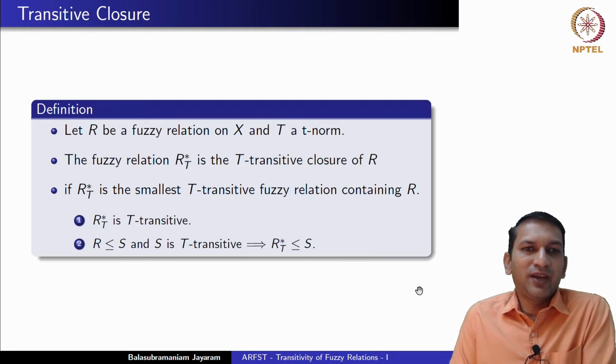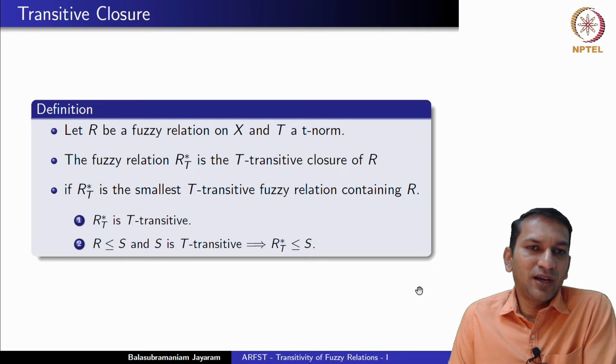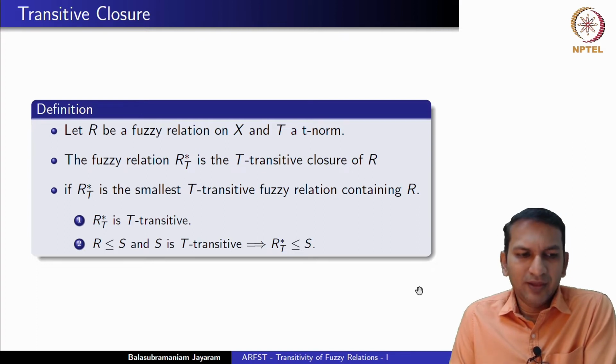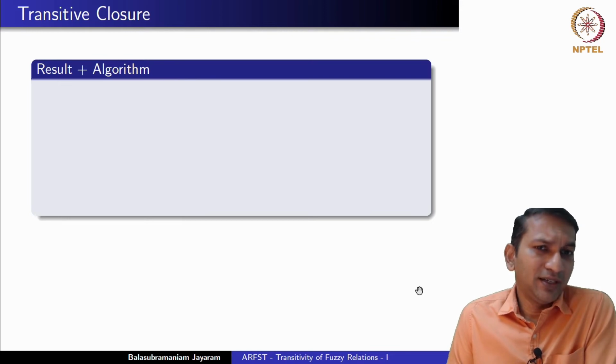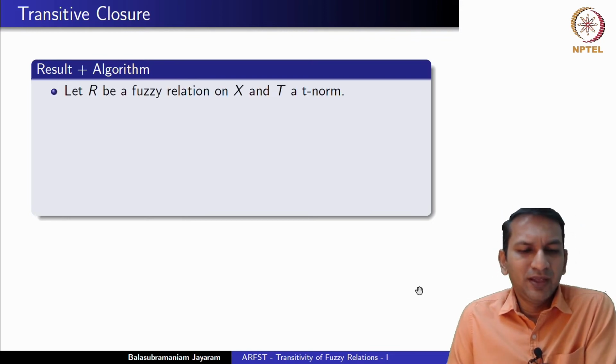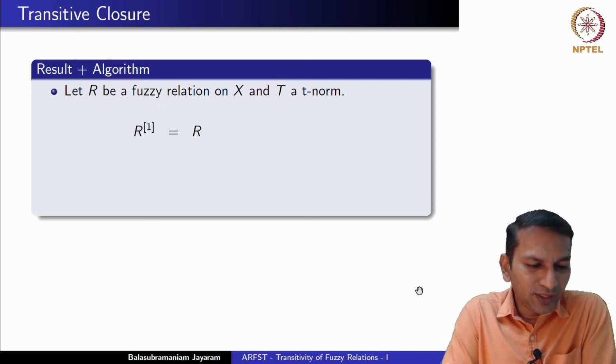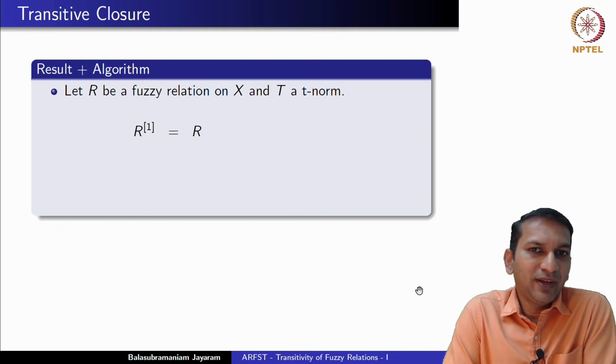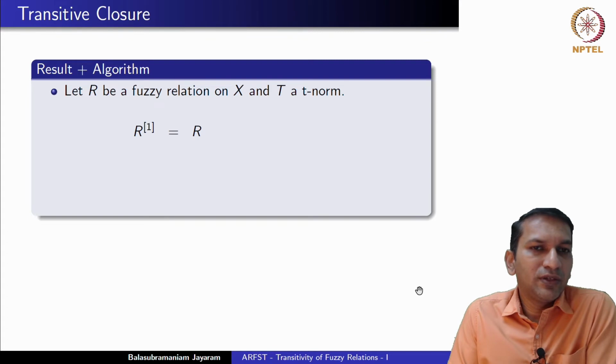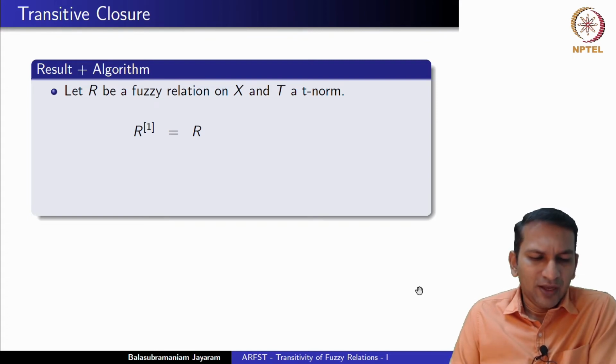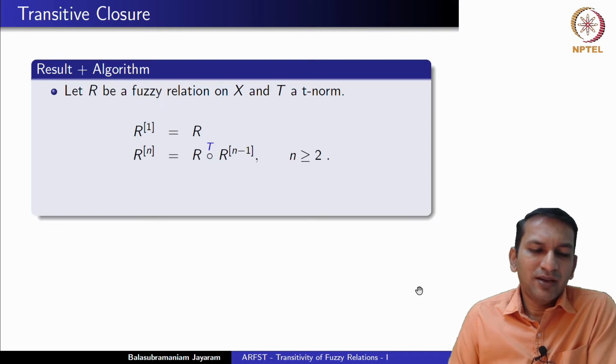But how do we actually find the transitive closure of a fuzzy relation R with respect to a T-norm T? Fortunately, we have a result, and it is not only a result, it's also an algorithm. Let's be given a fuzzy relation R and a T-norm T. By this notation R superscript 1, we denote the relation R itself. We recursively define what is R superscript n. It is nothing but R composed with R power n minus 1 with respect to the sub T composition. Look, T is fixed here, sub T composition.